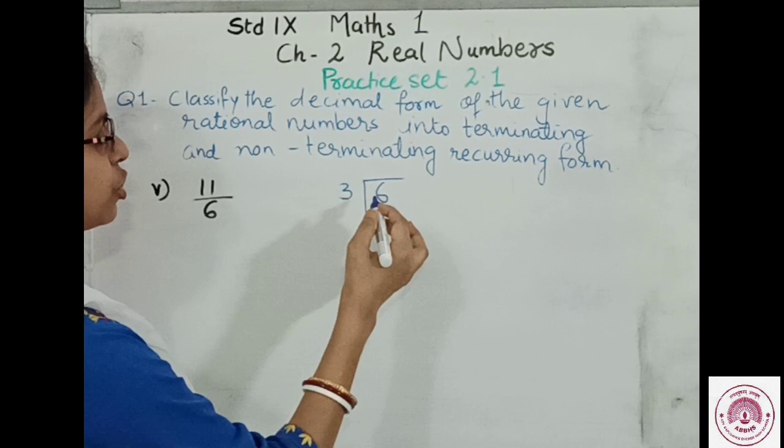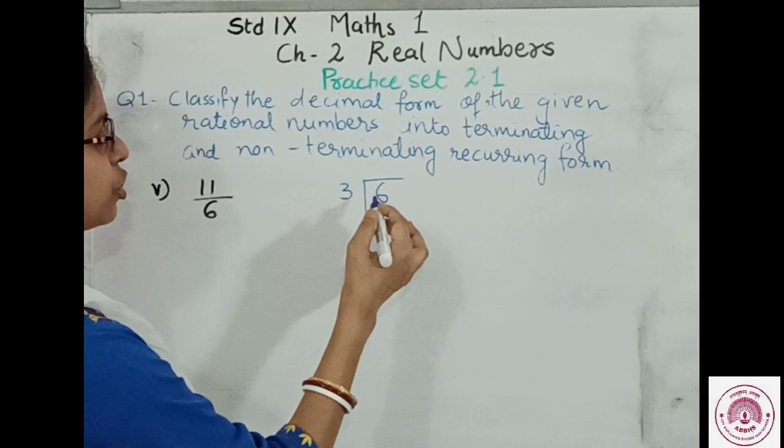So here we can say the denominator has a prime factor other than 2 and 5, and therefore we can say 11 upon 6 has a non-terminating recurring decimal expansion.